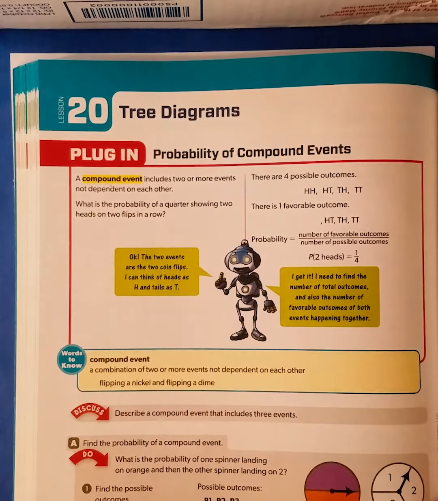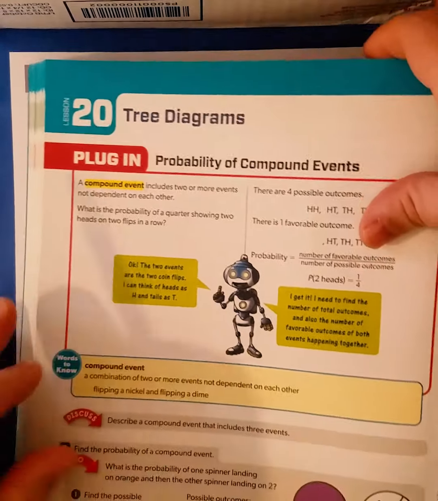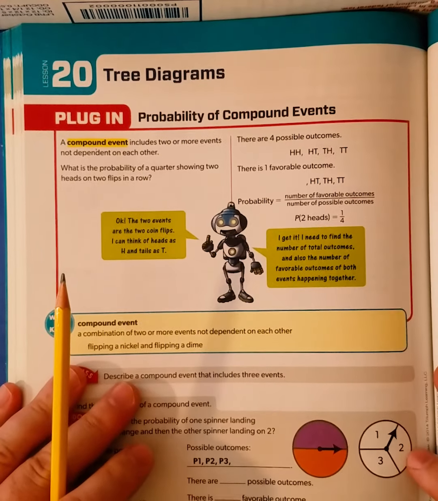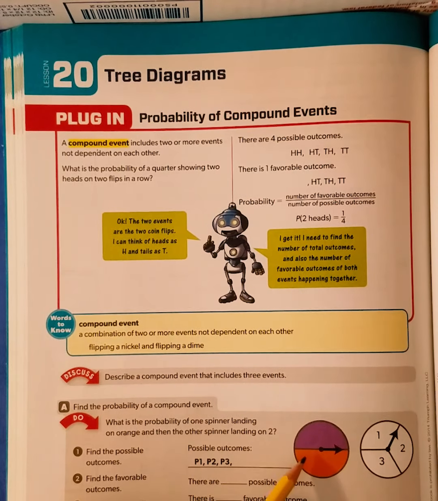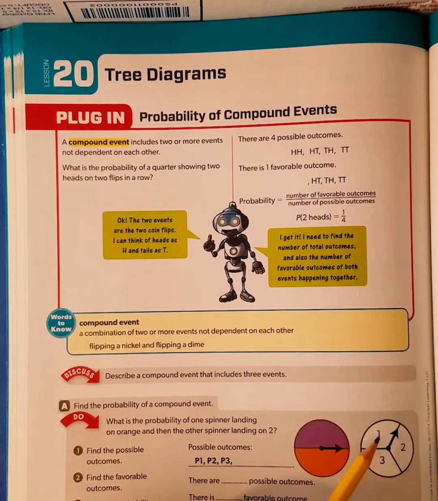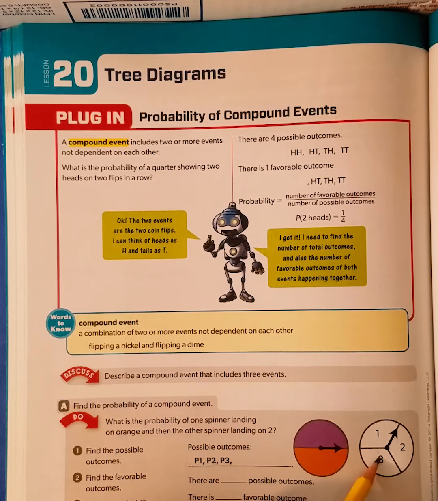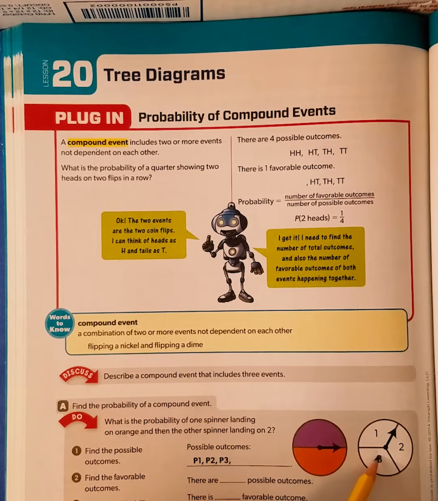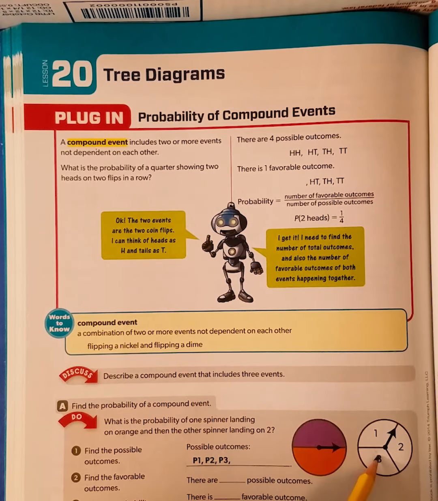So, for example, down at the bottom, spinning this spinner with the purple and the orange, and then spinning this spinner with the 1, 2, and 3. So what's the probability of, let's say, spinning an orange and a 3? Well, one event after the other, okay? So we're going to put that into practice. I'm going to show you a couple of shortcuts and skills to really make sense of how to calculate probability.